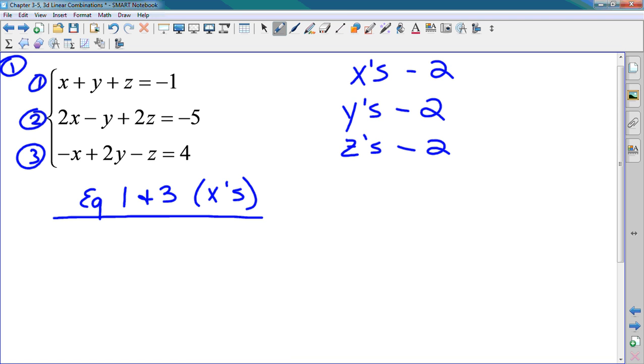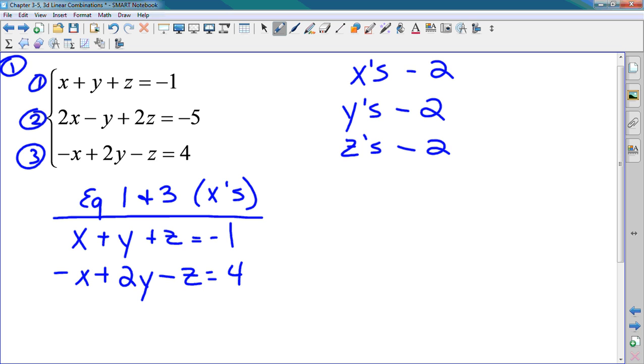Question. Okay, the x's have the coefficient of 1, 2, and negative 1. What do all 3 of those numbers go into? Yeah. Okay. All right. Now, write down equation 1 and 3, because that's what we chose, so we can get rid of the x's. I have x plus y plus z equals negative 1. Then I have negative x plus 2y minus z equals 4. And add them together.